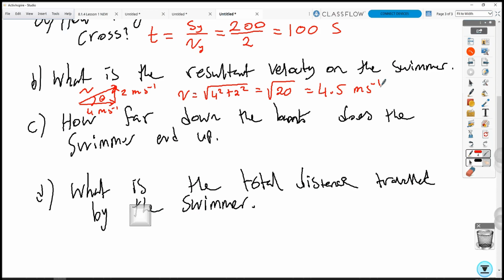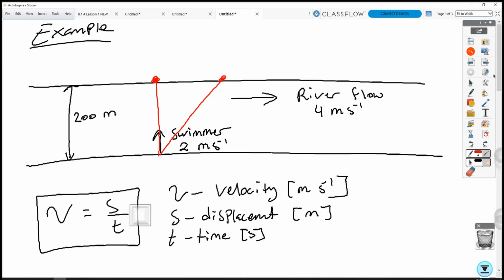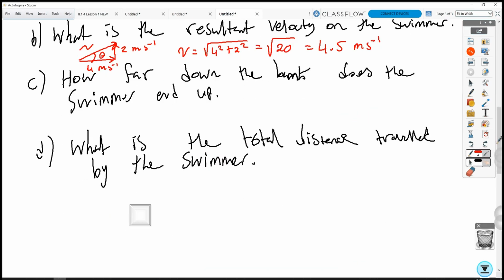Part C asks, how far down the bank does the swimmer end up? So all that's talking about is this horizontal displacement here. So for that, we only need the horizontal velocity. So Sx is equal to Vx multiplied by the time. Now again, as I said, the time it takes for him to move vertically upwards was the same time it took for him to move diagonally if the river was flowing. The same amount of time. So Sx is equal to Vx, which was 4, multiplied by 100 seconds. So he moves down by 400 meters.